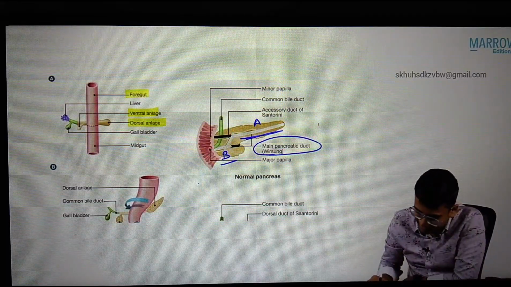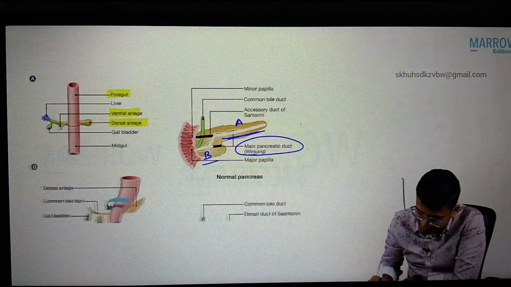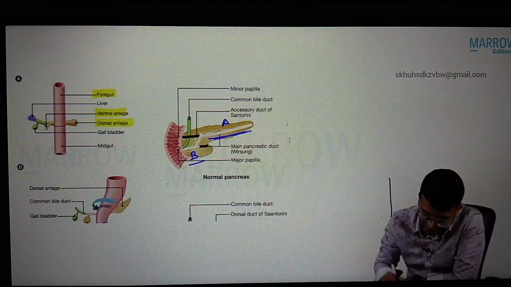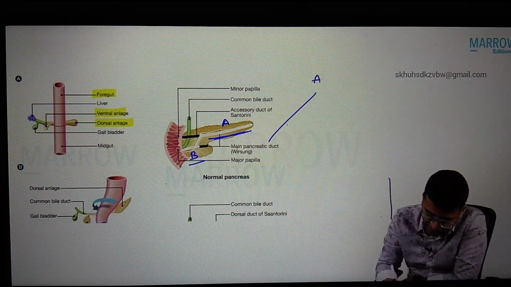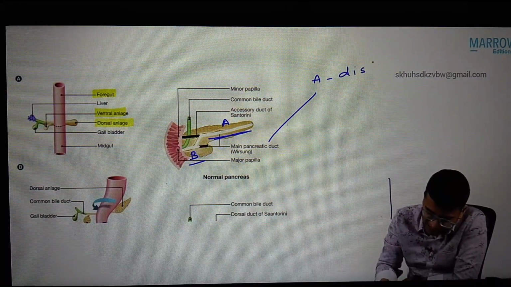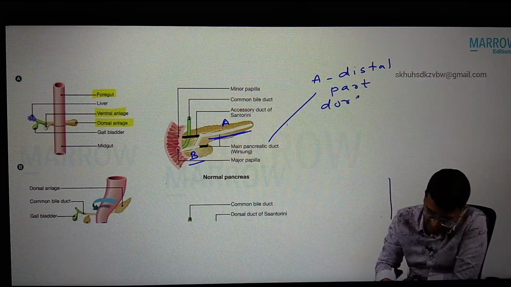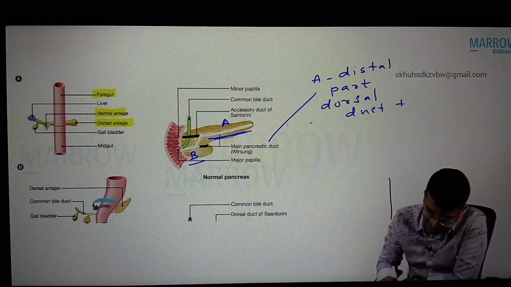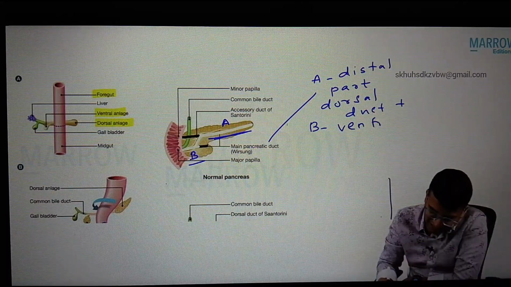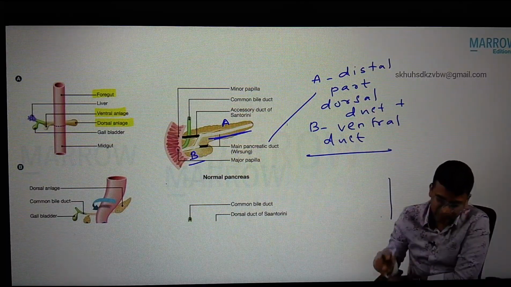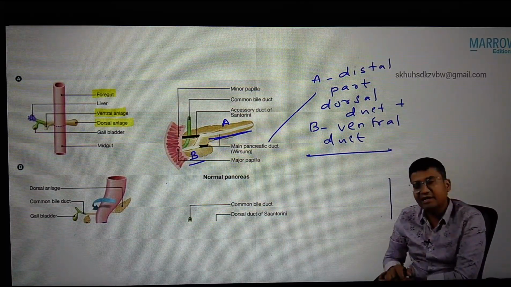So main pancreatic duct, please write. The main pancreatic duct is coming from A, that is the distal part of dorsal duct, plus B. B is the ventral duct. Okay, so they join to form the main pancreatic duct.